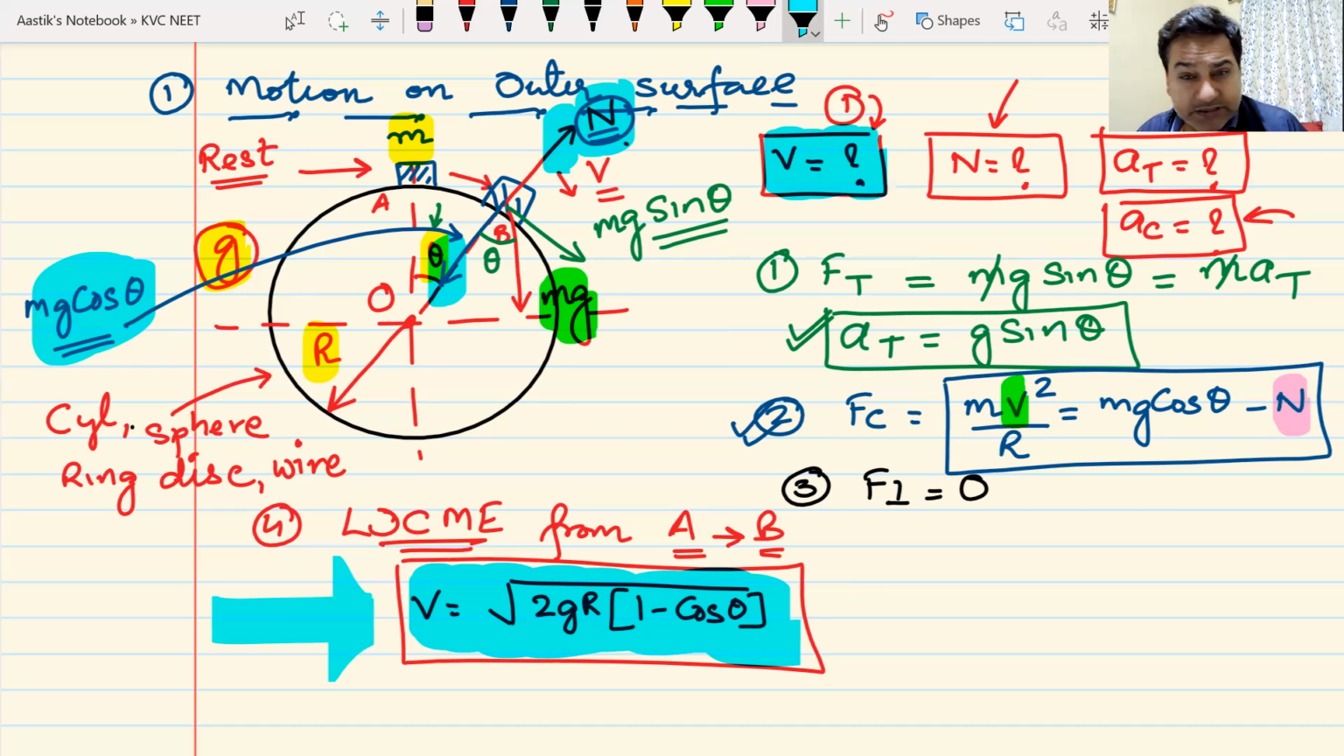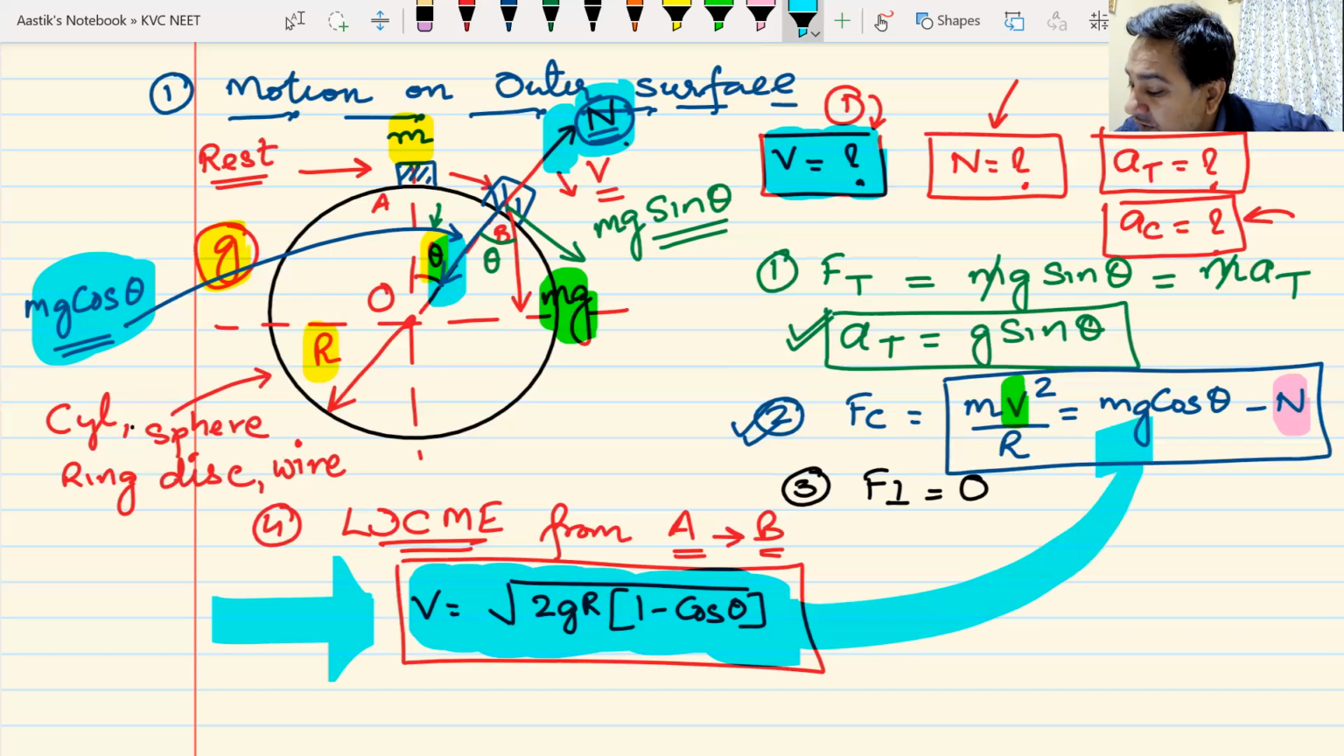If theta is 30 degrees, you just put cos of 30. If theta is 60 degrees, you just put cos 60 and you get the value. Now, once you get the value of v, you put this value of v in this equation and you will get the value of n.